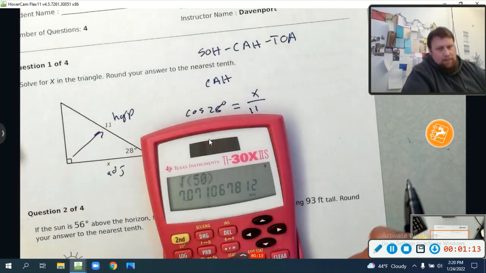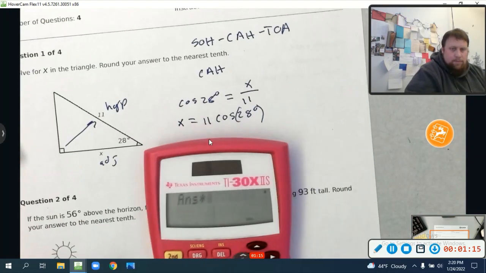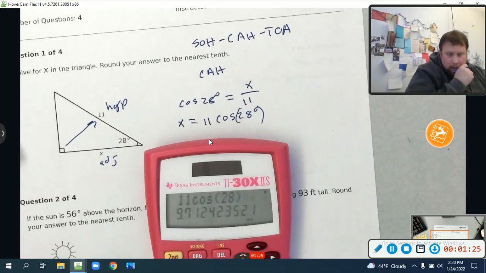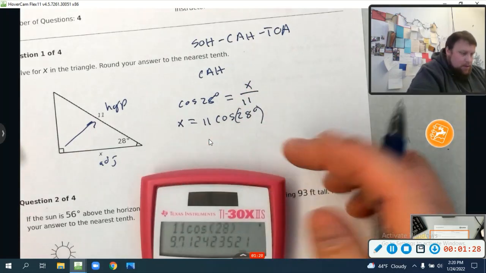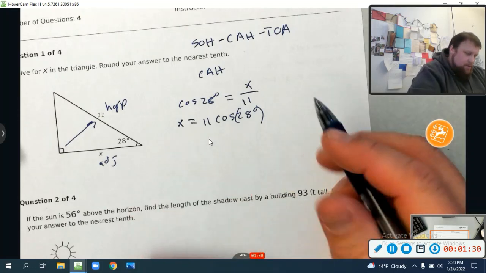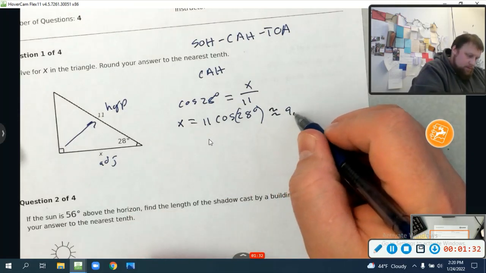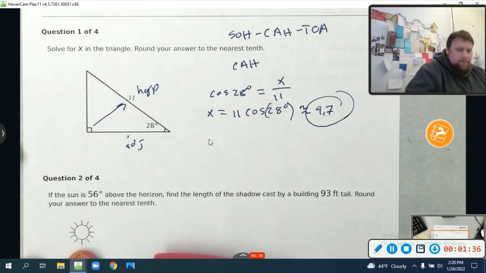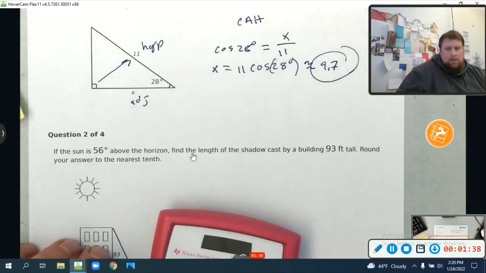Let's do that. Cosine 28, and we get 9 point, and it says round to the nearest tenth, so 9.7. Boom. Got it. Awesome. Let's go down here.